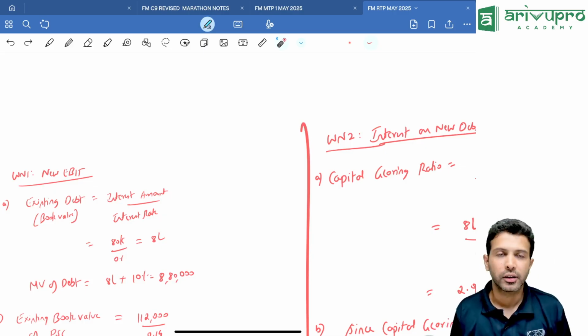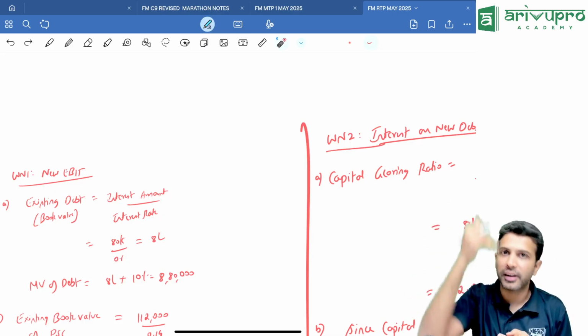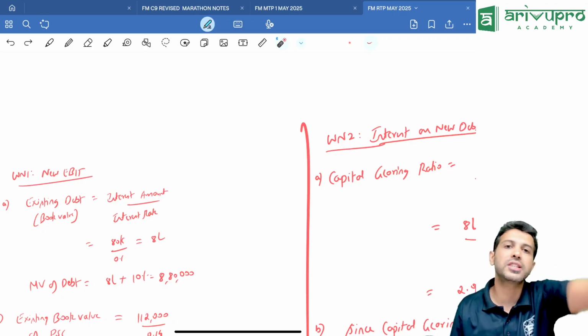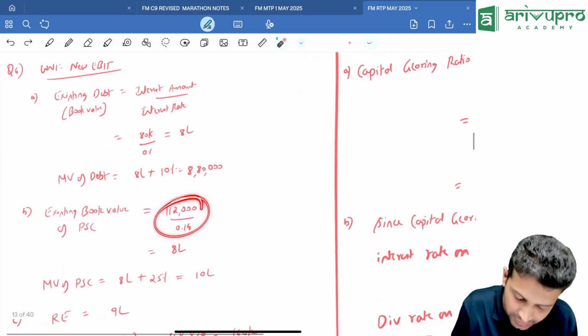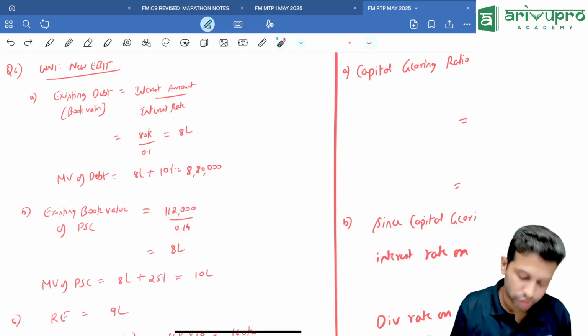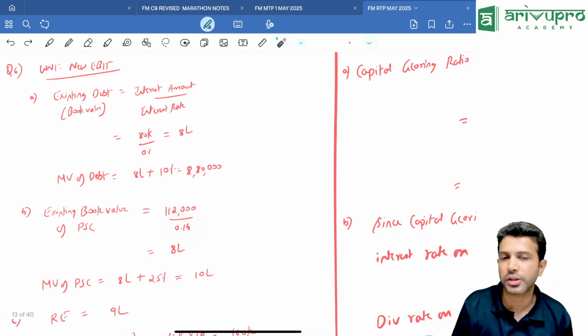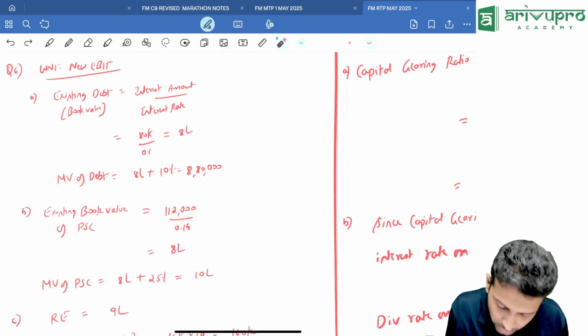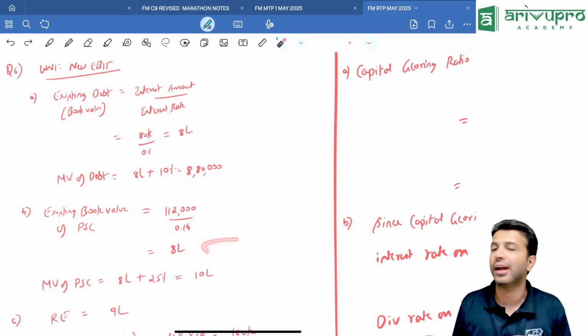Similarly, preference share capital: is it given, or do we have to find it? How to find? Same. Instead of interest amount divided by interest rate, you will take preference dividend amount divided by preference dividend rate. Preference dividend given in the question is 1,12,000, and the rate was given to be 14%. So do that, and you will get the book value of preference share capital to be 8 lakh.